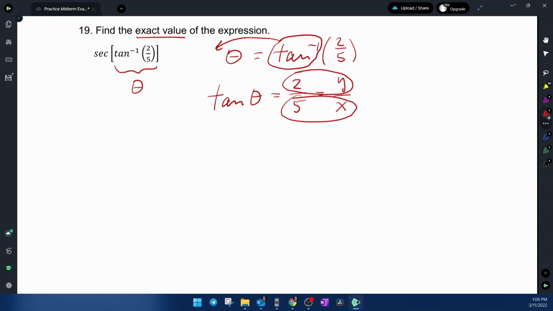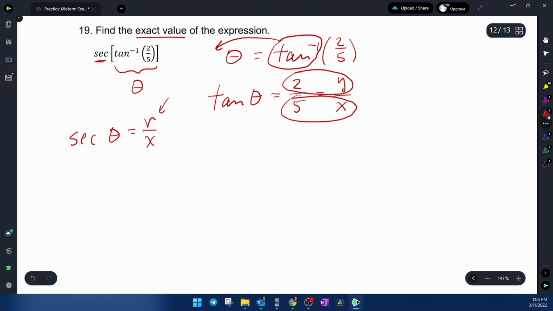Now, what was I looking for? I was looking for secant of theta. We know that secant is the reciprocal of cosine. So if cosine is x over r, secant would be r over x. Notice that I do need r. And so the next step would be to use the Pythagorean theorem in order to calculate the value of r.